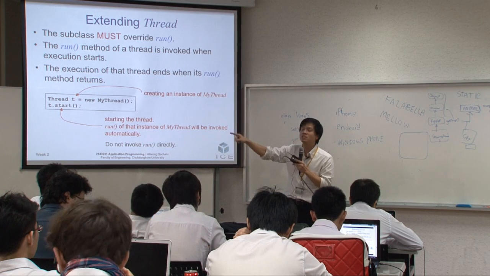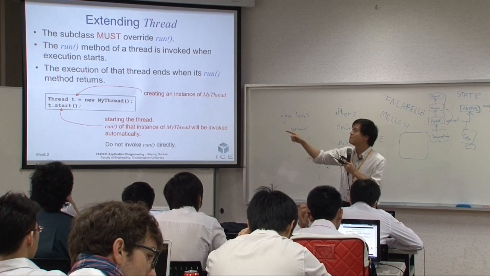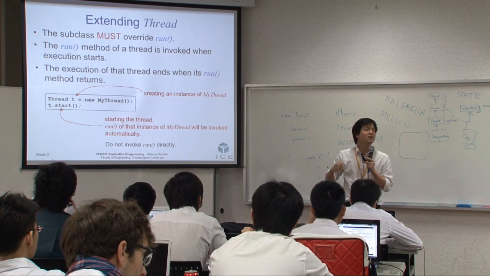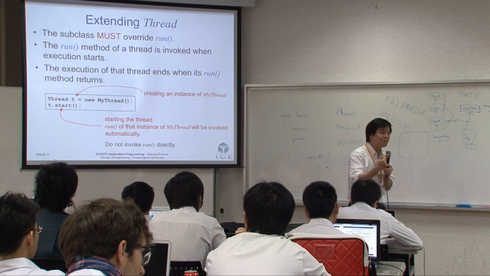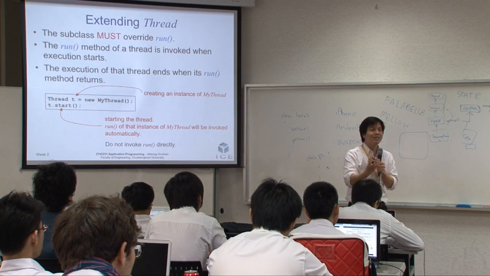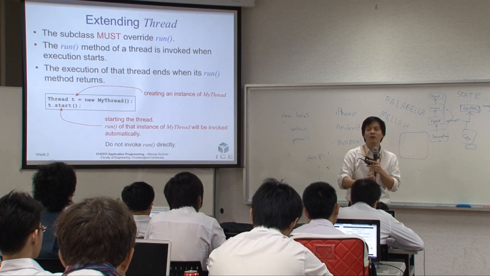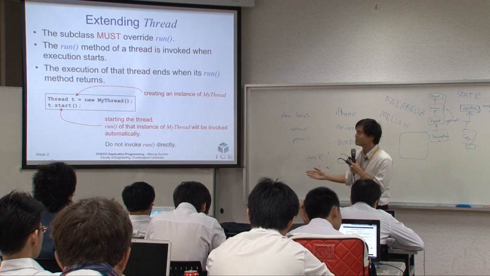In order to make use of that, we just invoke a method called start from our object. And once we invoke the method called start, that means at that point in time, a new thread is born and then it executes its own thing in parallel with existing threads. Okay?